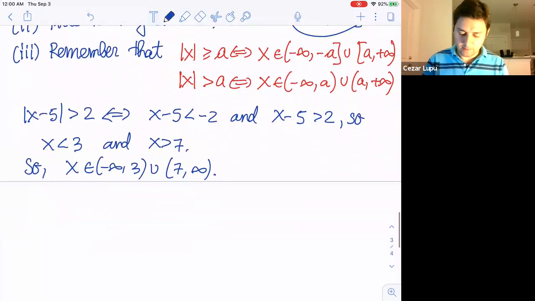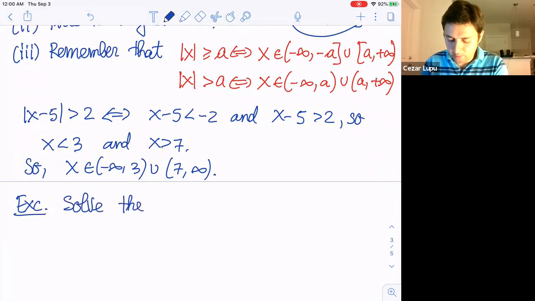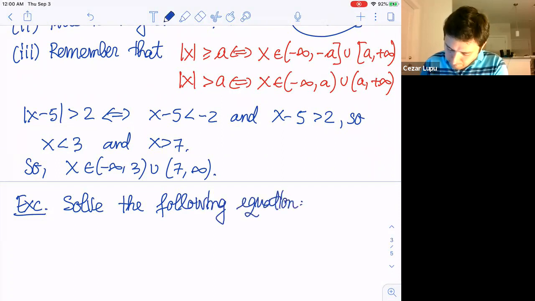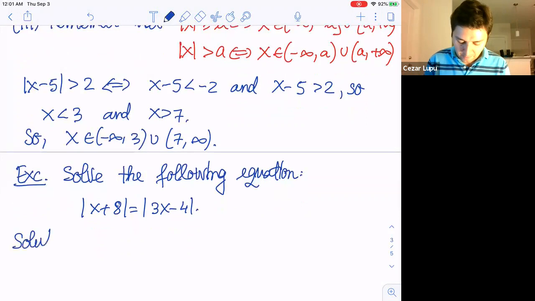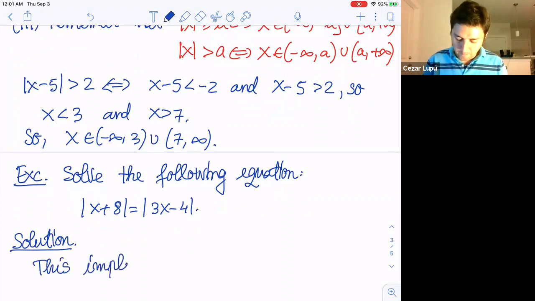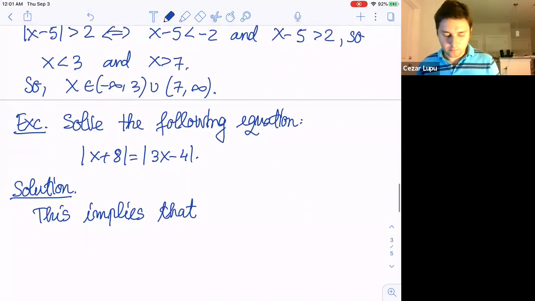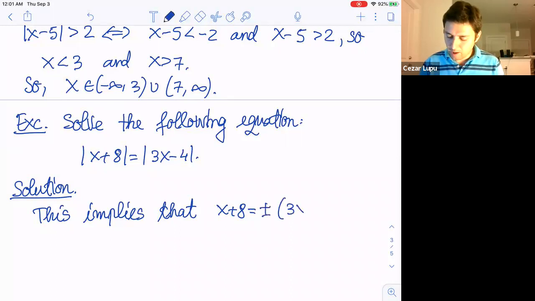I would like to do some exercises. For example, what if we have something like this? So let me go back a bit to the following equation. And this time I want to see how we solve this kind of equation. Absolute value of x plus 8 is the same as absolute value of 3x minus 4. You see, now I have an equality where both sides are in absolute value. Well, guess what? You can do the same thing as we did previously. So this implies that x plus 8 can be equal to plus or minus 3x minus 4.